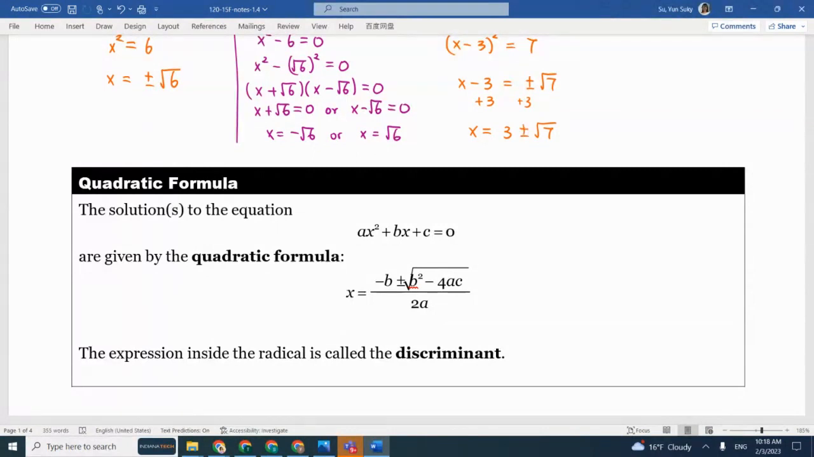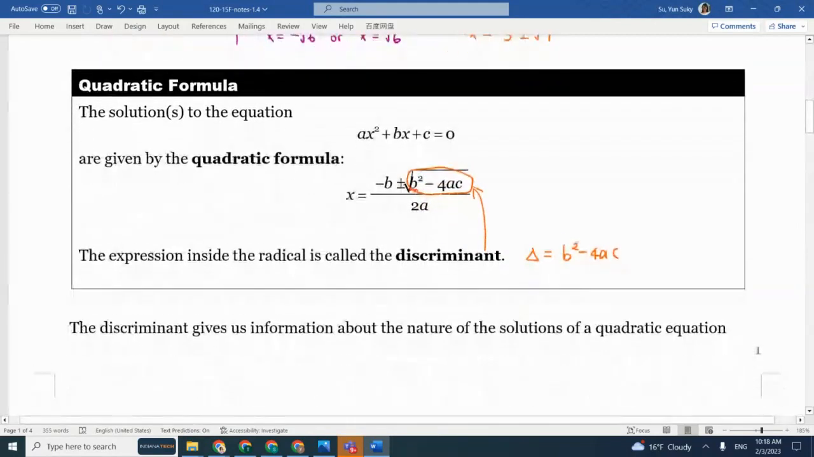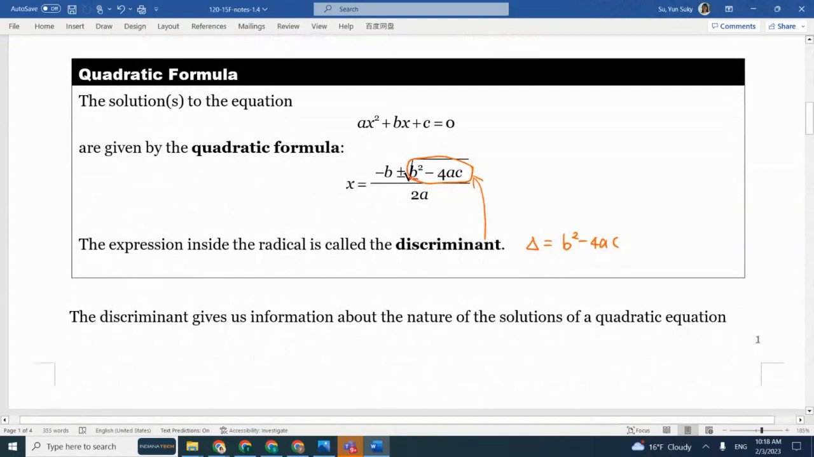Okay, and the expression inside the radical, this expression inside the radical, is called a discriminant. And usually we use a triangle to denote it. So the triangle is the discriminant. Okay? It really determines how many solutions we have.